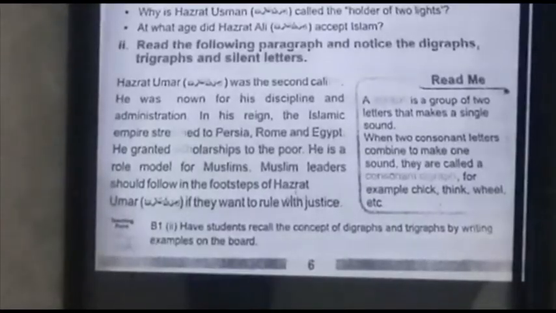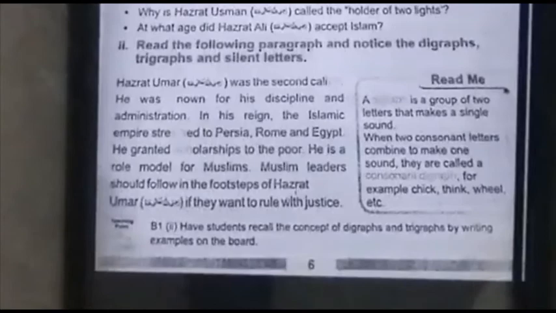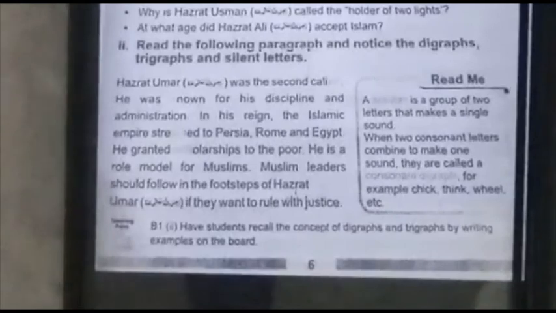Now, dear students, you can easily find digraphs, trigraphs, and silent letters from the paragraph. When you find a digraph, trigraph, or silent letter, write D on digraphs, write T on trigraphs, and write SL on silent letters. Okay, now this exercise is very easy for you and you can easily write digraphs, trigraphs and silent letters. Okay, now exercise 3: make at least 2 words with the given digraph and trigraph.